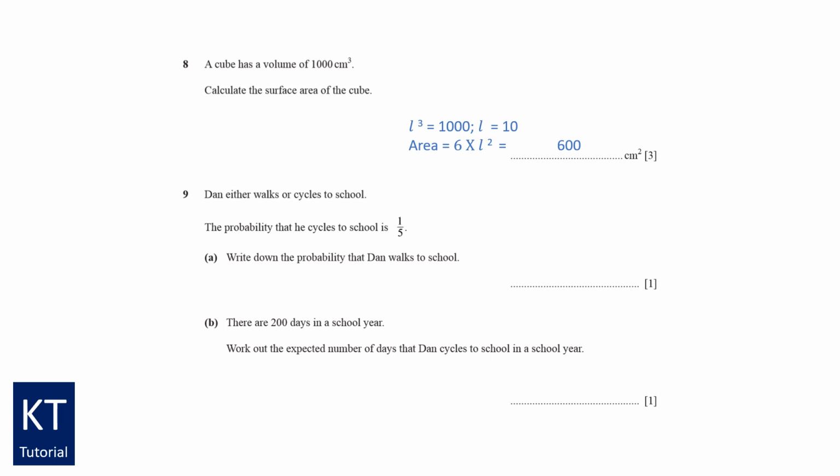Question 9. Dan either walks or cycles to school. The probability that he cycles to school is 1 over 5. Write down the probability that Dan walks to school. This is the remaining probability of 4 over 5. Next, there are 200 days in a school year. Work out the expected number of days that Dan cycles to school in a school year. This is 1 over 5 times 200.